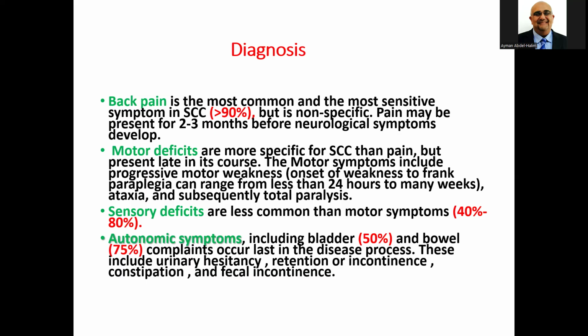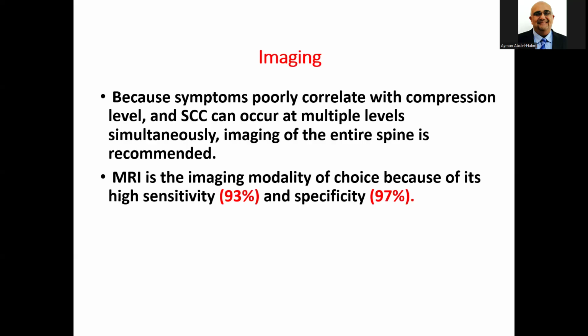So I really get triggered when an elderly patient comes to me in the clinic with new onset of low back pain without a particular reason. There's no trauma, nothing. I really try to jump into getting an MRI, or at least a CT, to see what's going on. Because symptoms correlate poorly with the compression level, spinal cord compression can occur at multiple levels simultaneously. Imaging of the entire spine is recommended.